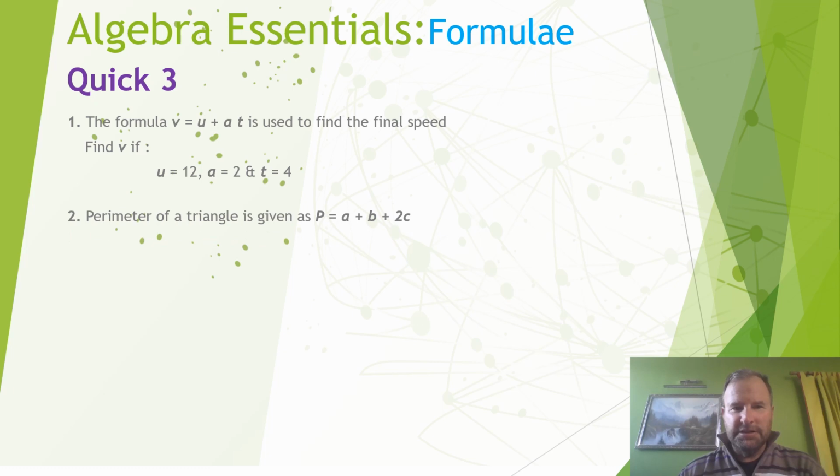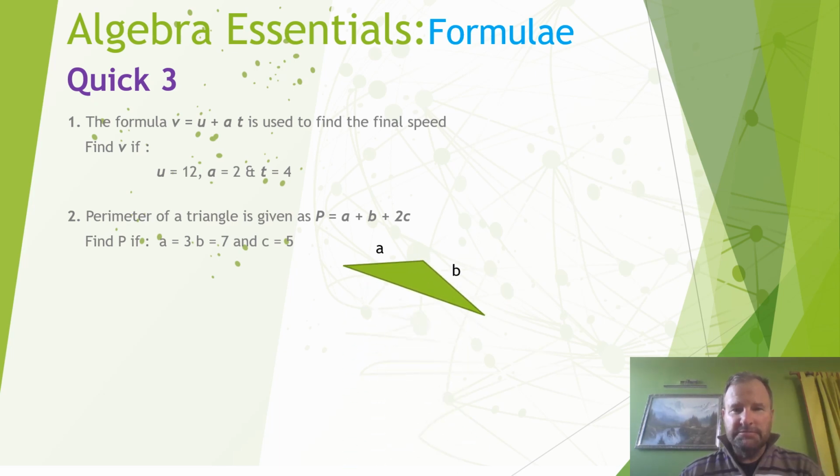Here's the next question. Here, perimeter. The triangle's formula was given as P equals A plus B plus 2C, so we didn't need to work it out, we were given it. Now find P if A equals 3, B equals 7, and C equals 5. So that's your second question. Pause the video and have a go.